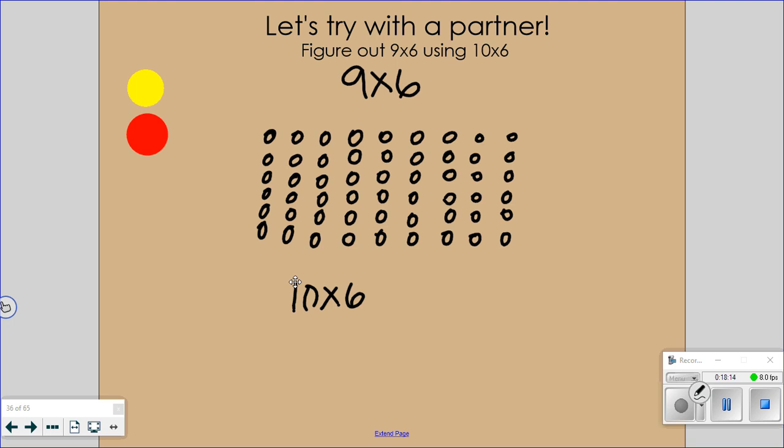Emma, what did I do next? You took away 1 group of 6. I took away, that's subtraction, 1 group of 6. Do I know how to write 1 group of 6 in math language? 1 times 6. I am going to put that in parentheses because that's a little group. It needs to stay together. It's by itself, nothing else.